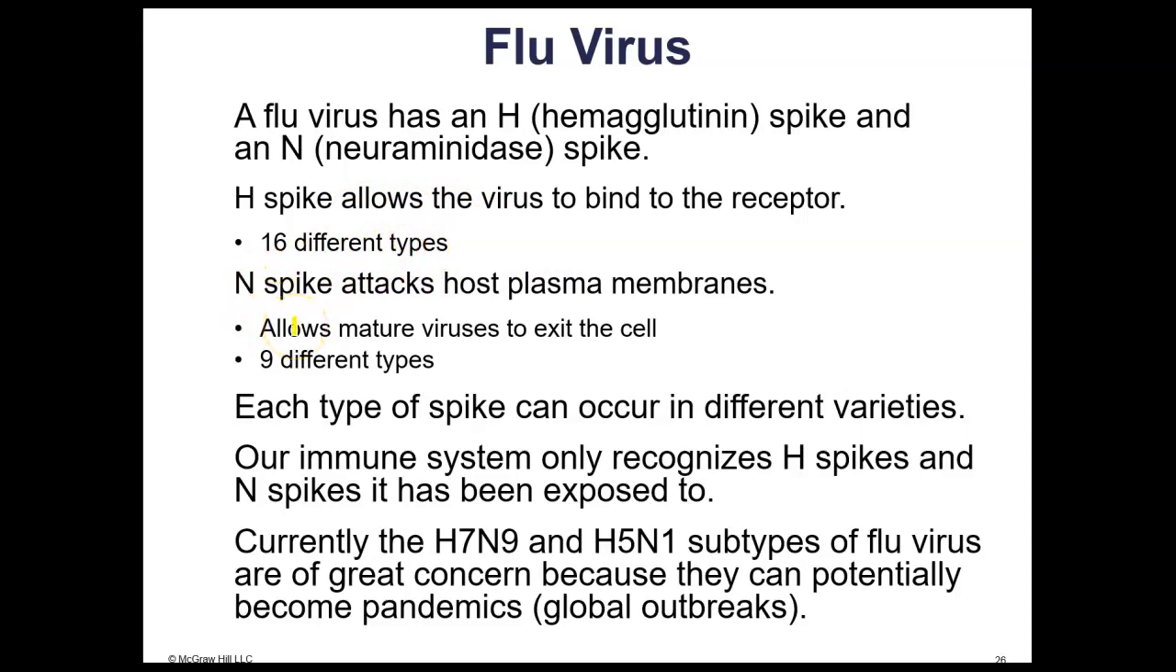And the N spike attacks the host plasma membranes. There are 9 different types of N spikes. So each type of spike can occur in different varieties. Our immune system only recognizes H and N spikes that it has been exposed to. Currently, we have the H7N9 and H5N1 subtypes of the flu that are a great concern because they can potentially become pandemics.